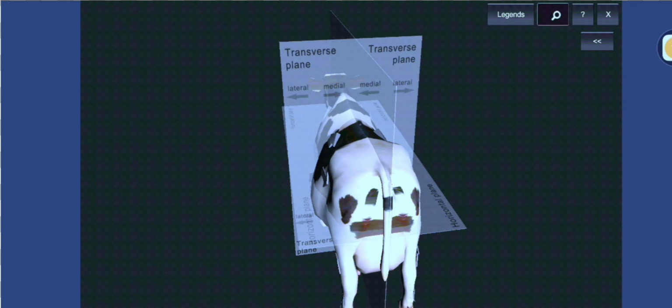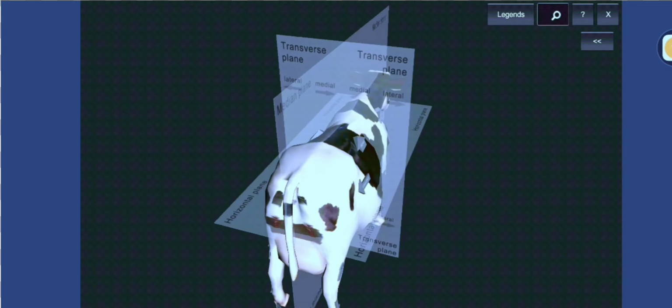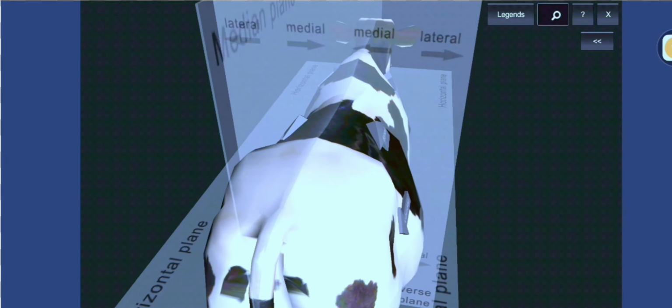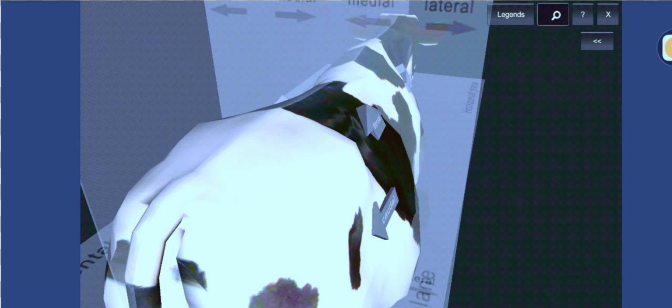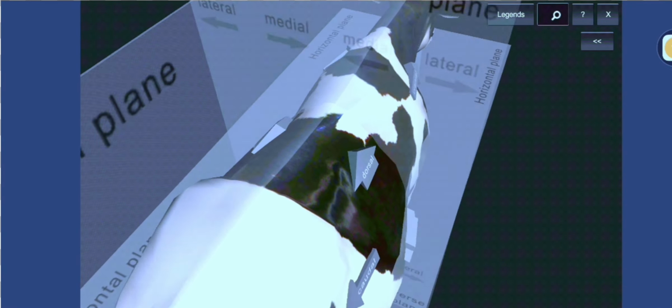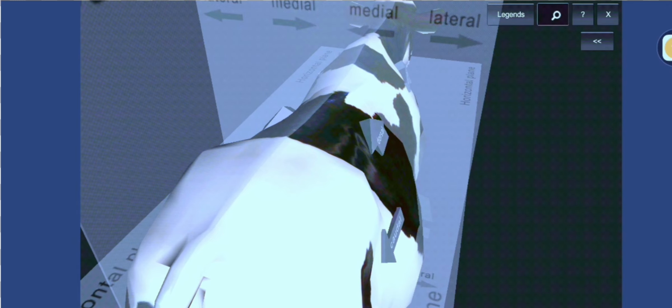In the transverse plane, near to the medial plane. You can see here, in this particular object, you can see this arrow of medial, which is the left side, and lateral, which is the right side. It is different from left and right.